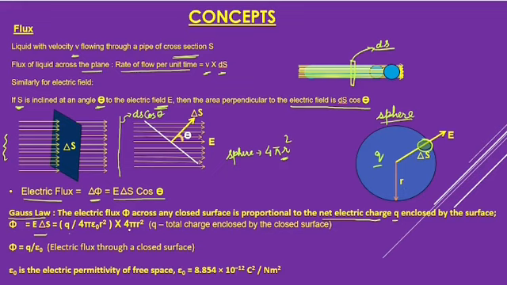4 pi r square, where r is the radius of the sphere. If we multiply this, we get phi is equal to Q by epsilon 0, where Q is the total charge enclosed by this closed surface and epsilon 0 is the electrical permittivity of free space. Epsilon 0 is 8.85 into 10 to the minus 12 coulomb square per newton meter square. This we need to remember about Gauss's law and the flux.